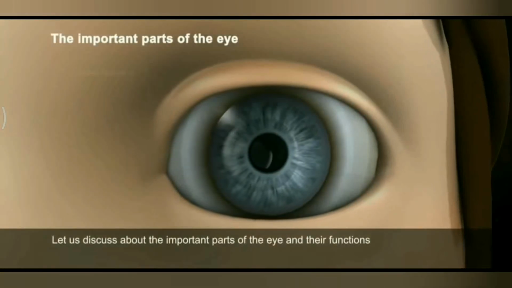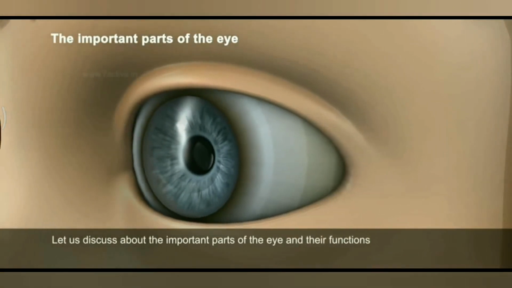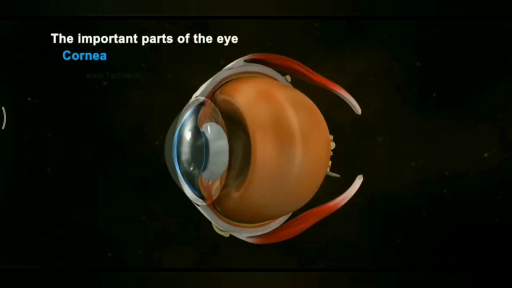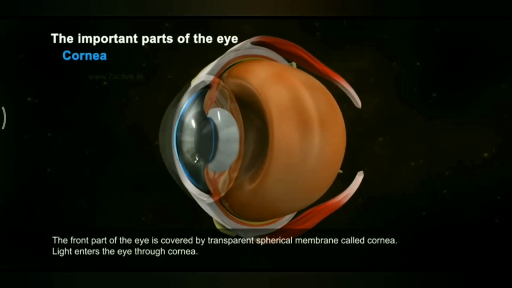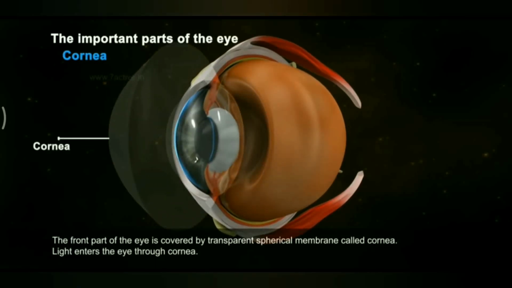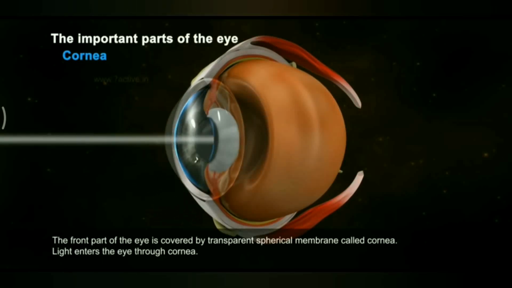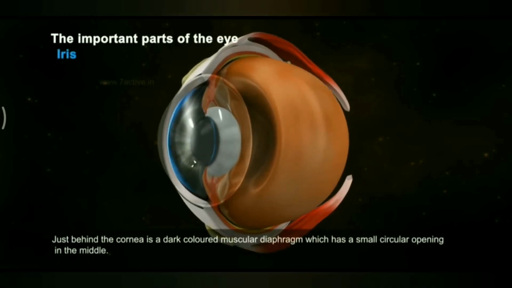Now let us discuss the important parts of the eye. First, we will start with cornea. In front of the eye, the sclerotic merges into a transparent curved tissue which is known as cornea. Actually, the light enters the eye through the cornea. It is the front part of the eye which is covered by a transparent curved tissue.